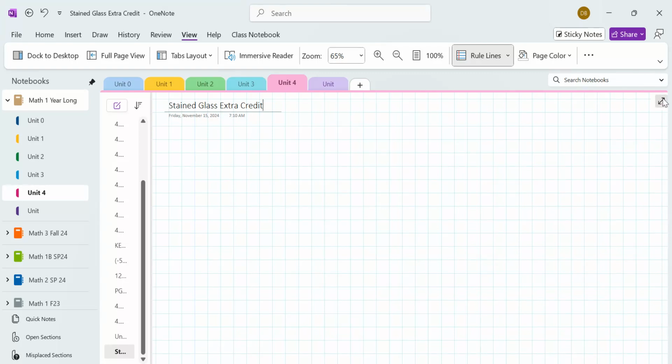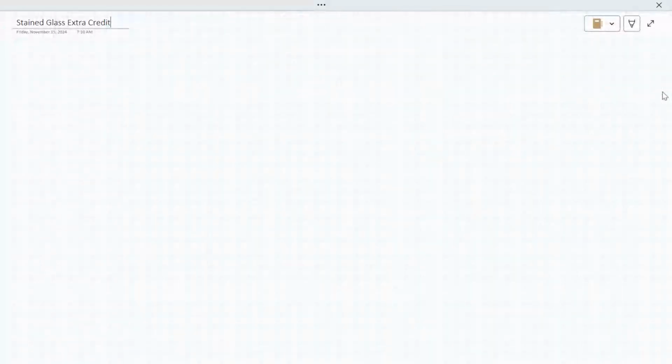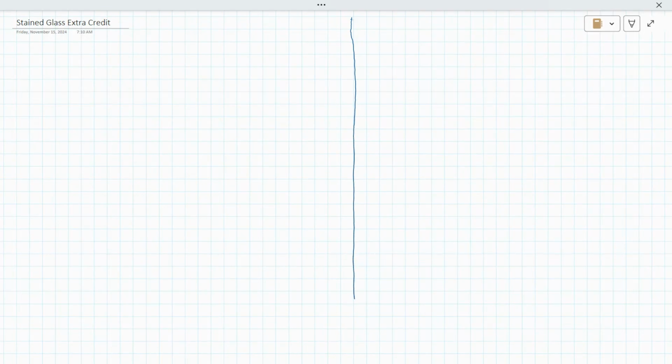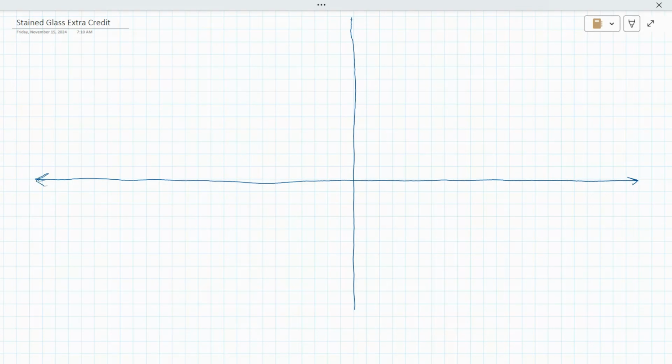Okay, so I wanted to make a quick video that explained how to set up your extra credit. So the first thing that you are going to need to do is on your graph paper, you need to draw your coordinate grid right through the middle of your graph paper. Okay, so you have your x-axis and your y-axis.